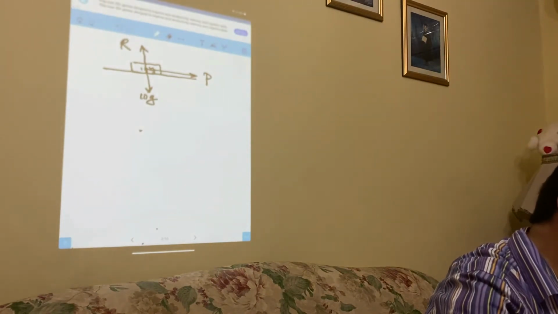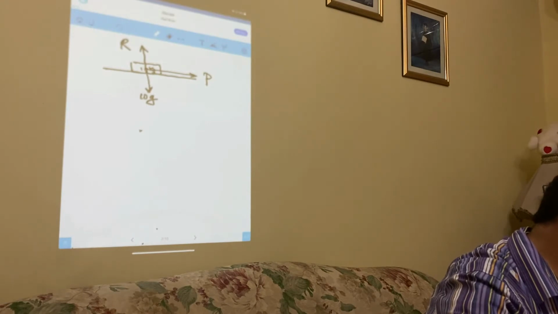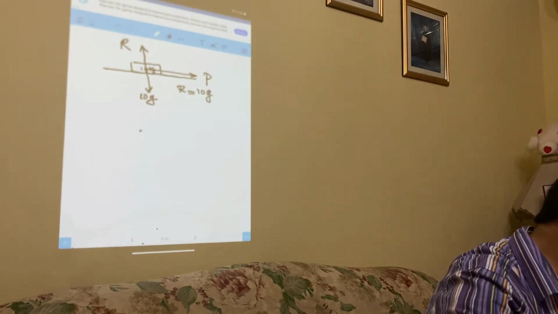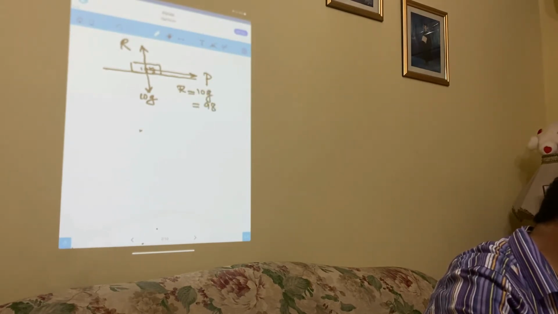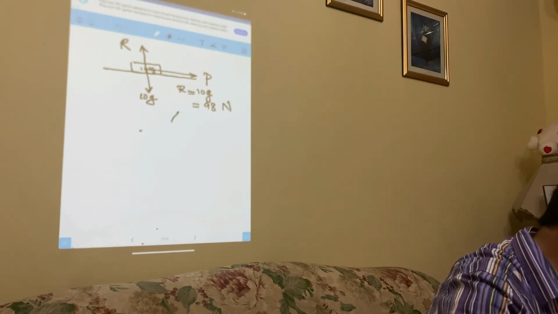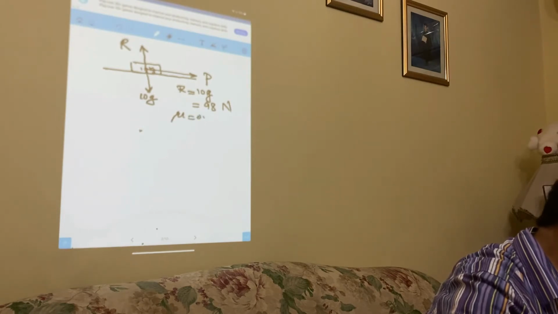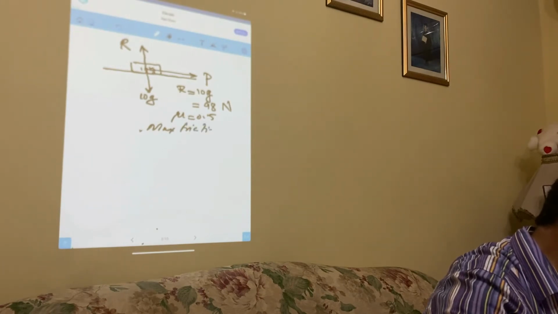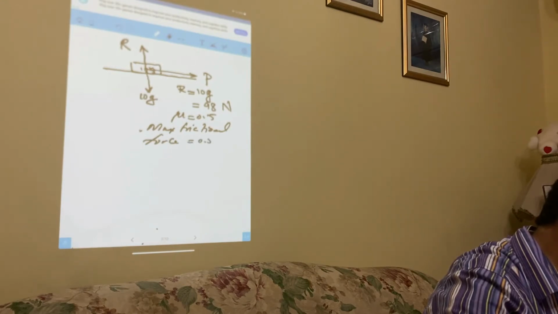Okay, given in this problem, R equals 10 g, which is 98 Newton. It was given that mu equals 0.5. Therefore, the maximum frictional force is 0.5 times 98, which is 49 Newton.